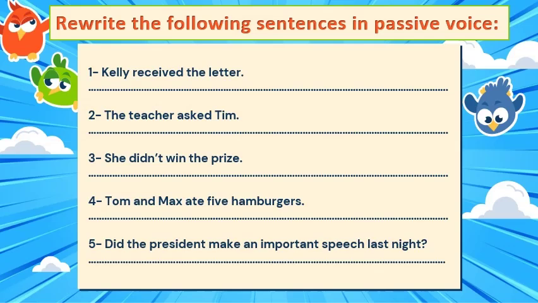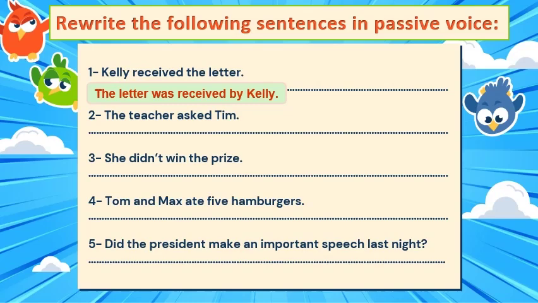Is this sentence in the past or present? In the past. So I will add was or were. And after that the verb will be in the past participle, and I will add by, and the subject will be put at the end. If it was a noun, I will put it as it is. If it was a pronoun, I will change it to the object form. Okay, so let's see here. The letter, that's right, was, because it's singular, received by Kelly. Kelly here is a noun, so I will not change it to a pronoun. If it was a pronoun, I will put the object pronoun.